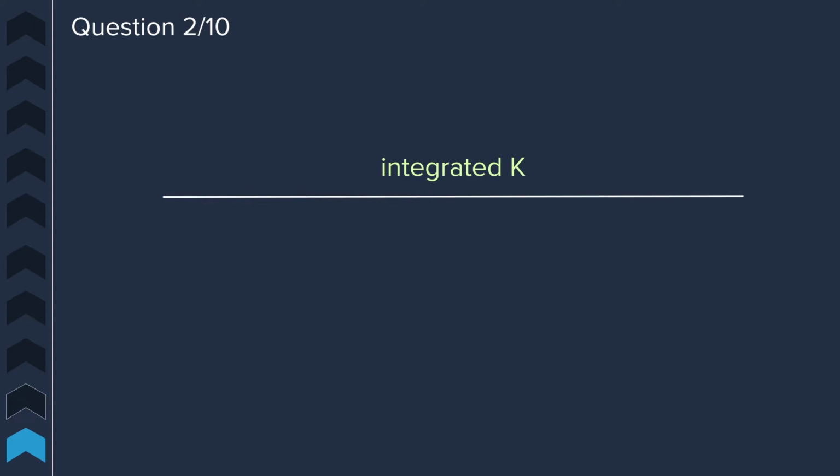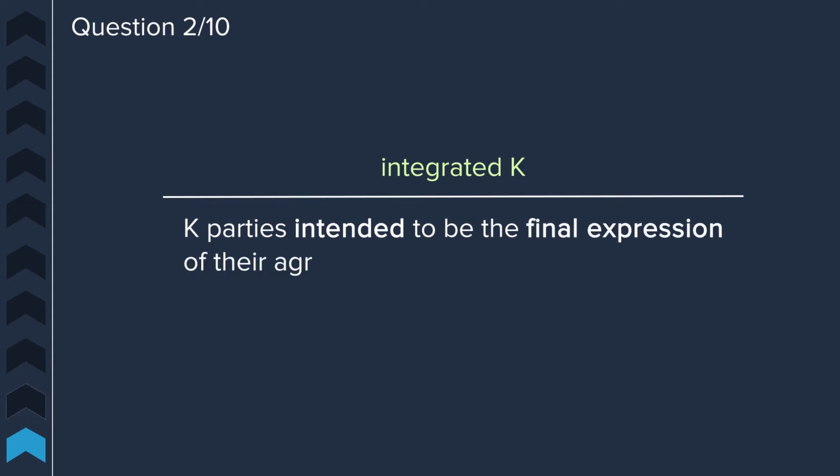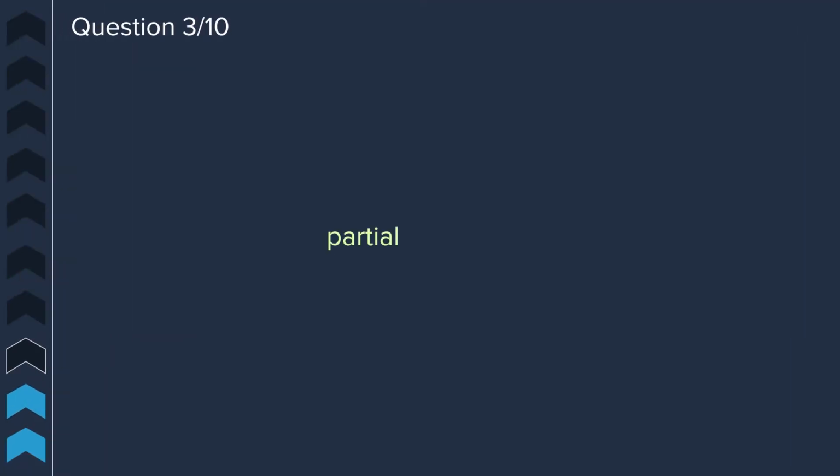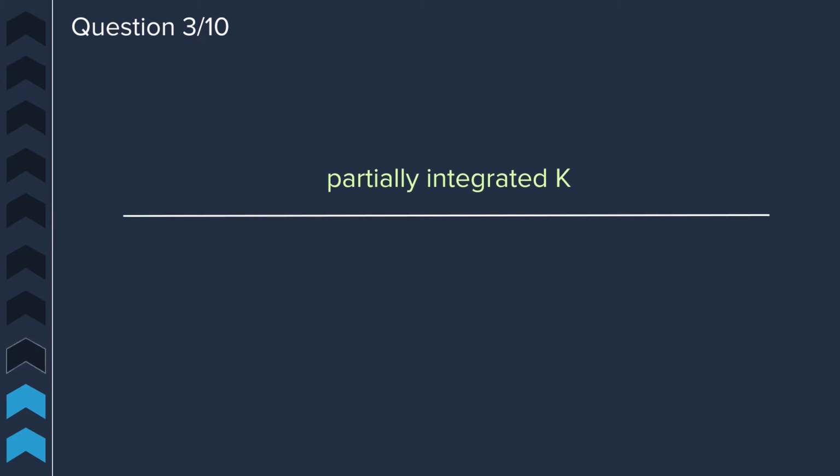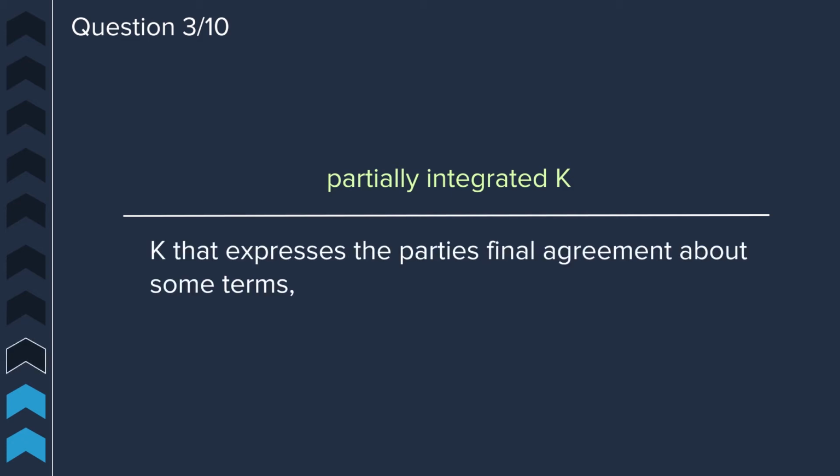Question 2. Define an integrated contract. An integrated contract is one that the parties intended to be the final expression of their agreement. Question 3. What is a partially integrated contract? A partially integrated contract is one that expresses the parties' final agreement about some terms, but not all of the terms.